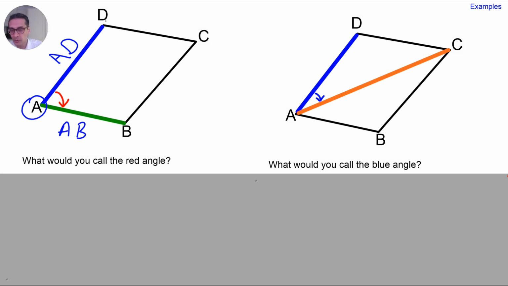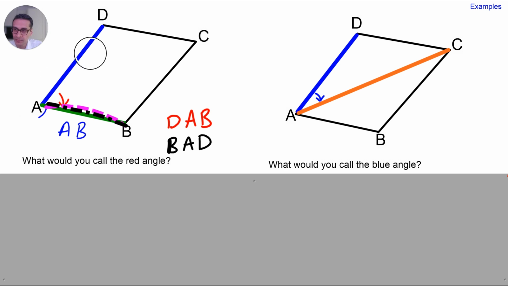If you were to drag your finger along this from D to A to B, you would have traveled from D to A to B. You may have also decided to go the other way. You may have gone from B to A to D. What we've done here is we've used 3 letters to figure out the red angle here.